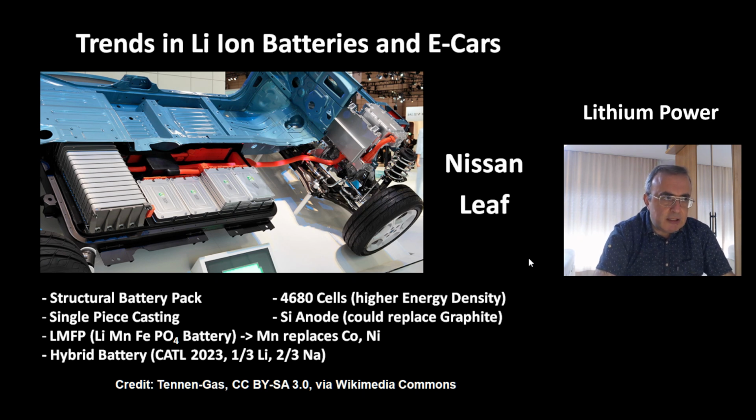For anode material, the element silicon is of interest. It could replace graphite. Another interesting candidate is the element manganese. It could replace cobalt and nickel, which are problematic in mining and also very expensive. And that's why the LMFP battery is progress from the LFP battery, which is just a lithium iron phosphate battery.